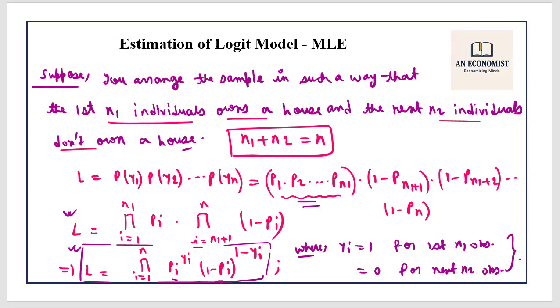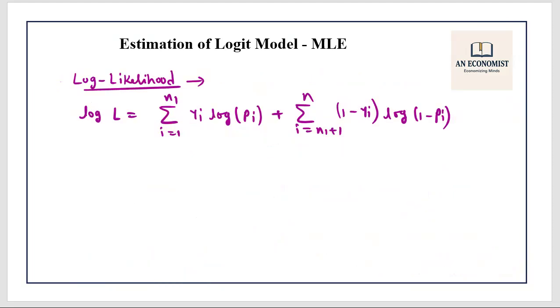Please write it down and try to understand step by step what I am doing, because if you only watch this video, you will not understand anything. You have to write it on your own to understand the step by step process I am following. So this is basically a monotonic transformation. Log means a monotonic transformation of the original likelihood function.